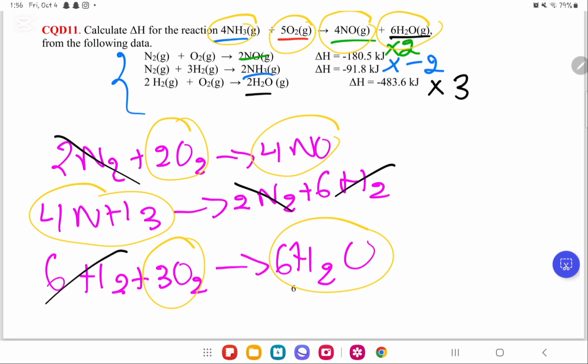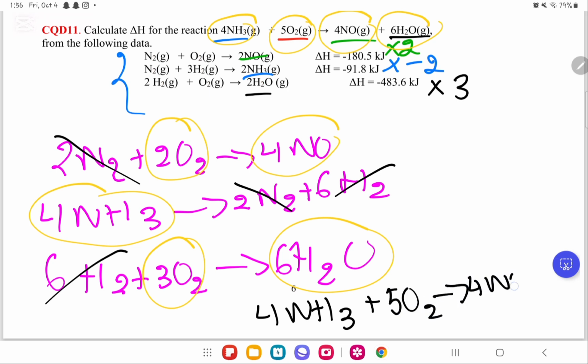So it will cancel out. Then 6H2. We will subtract it with 6H2. So it will be 0. And it will cancel out. So we are left with what? 4NH3 plus 2O2 plus 3O2, which is 5O2. You see, it balanced out. Gives us 4NO plus 6H2O.